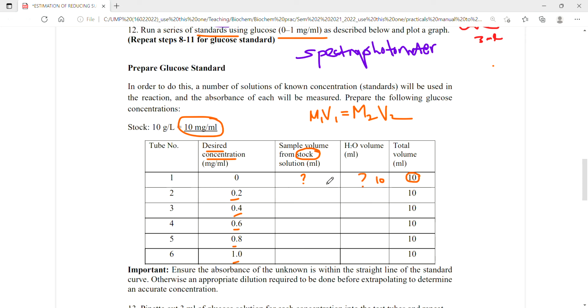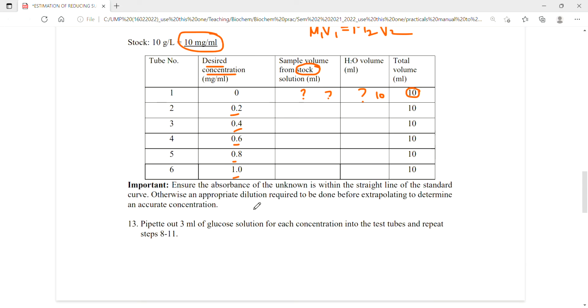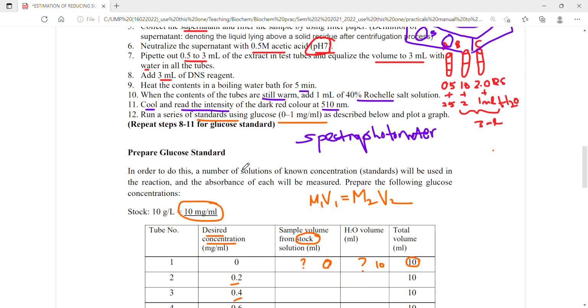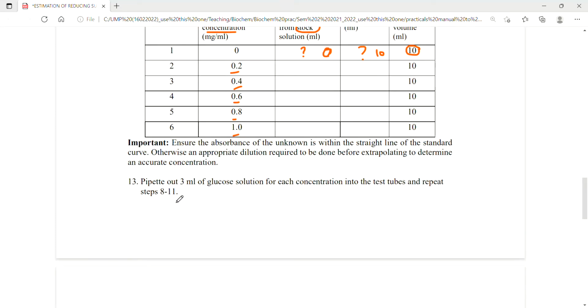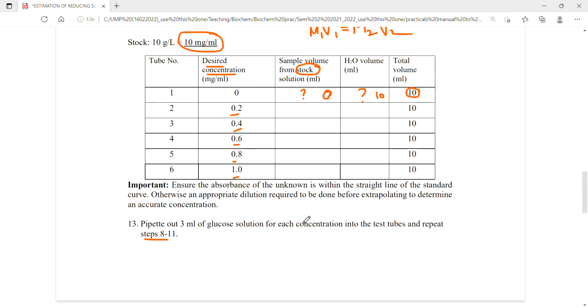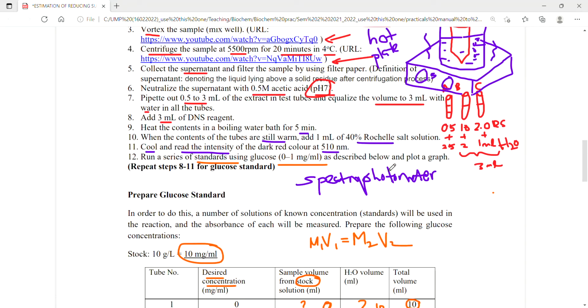Okay, right. So maybe this also can be found out. Do that, and then they say here, go back to steps 8 to 11, but do not use all the 10 ml, only use 3 ml for each. So let's look at that.